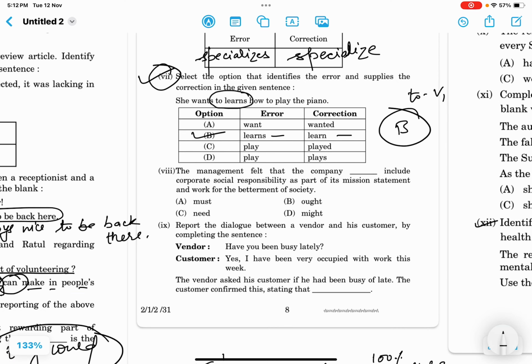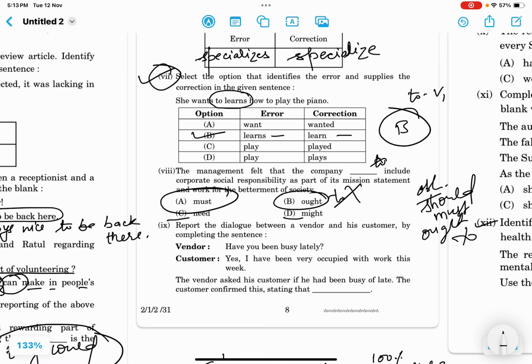Next question. The management felt that the company dash include corporate social responsibility as a part of its mission statement and work for the betterment of society. So here you can see this is some kind of suggestion, advice or obligation, meaning a feeling of "should". The management felt that the company. So when we have such kind of expressions, we use should, must or ought to. Okay, so we have been given ought but to is not given, so this option is wrong, and we don't have to here also. And might and need, they are not correct, so the remaining is must. So the correct answer is must.